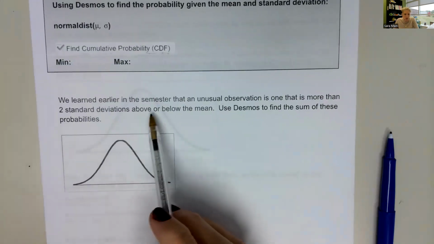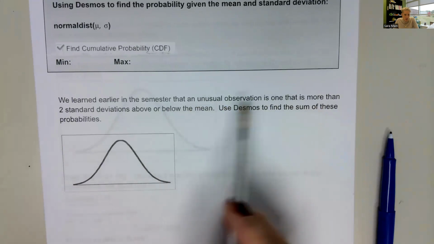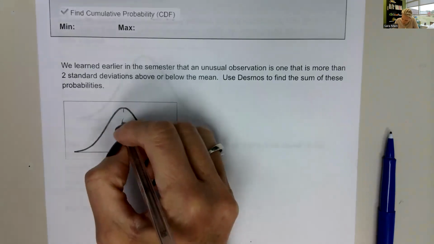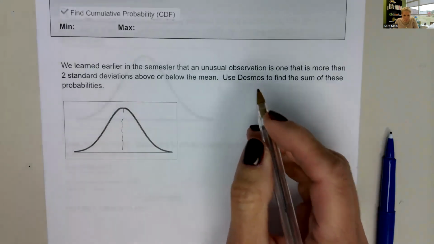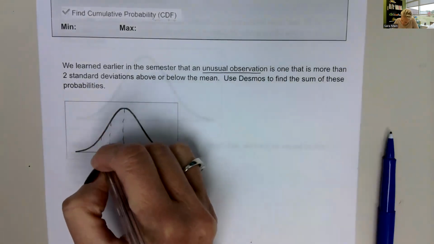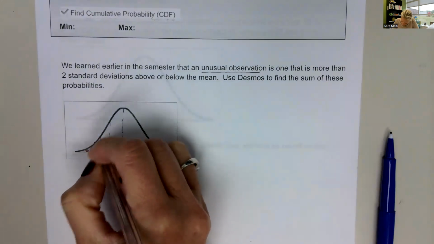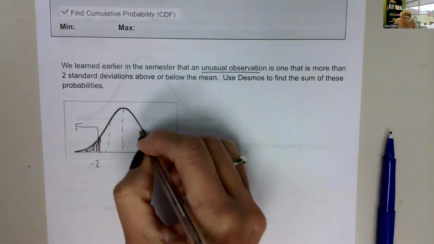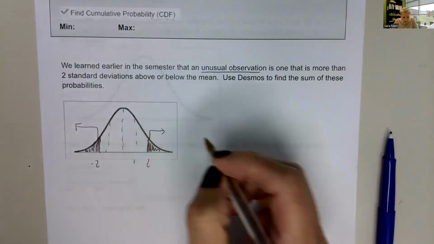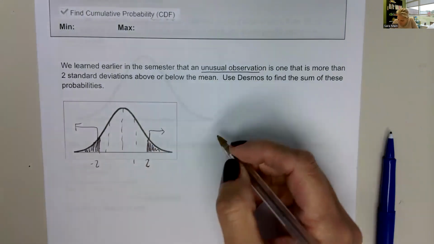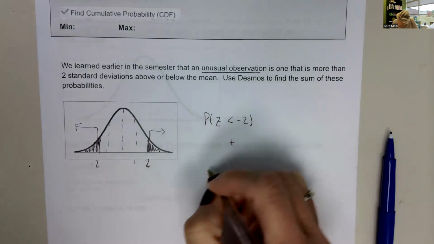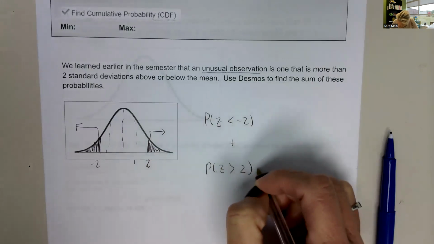It says we learned earlier in the semester that an unusual observation is one that is more than 2 standard deviations above or below the mean; find the sum of these probabilities. So I want to make sure that we're understanding what it means to be unusual with the normal distribution. If we're past 2 standard deviations this way and past 2 standard deviations this way, what does that mean? We're going to say the probability of z being less than a -2 plus the probability of z being greater than a +2.